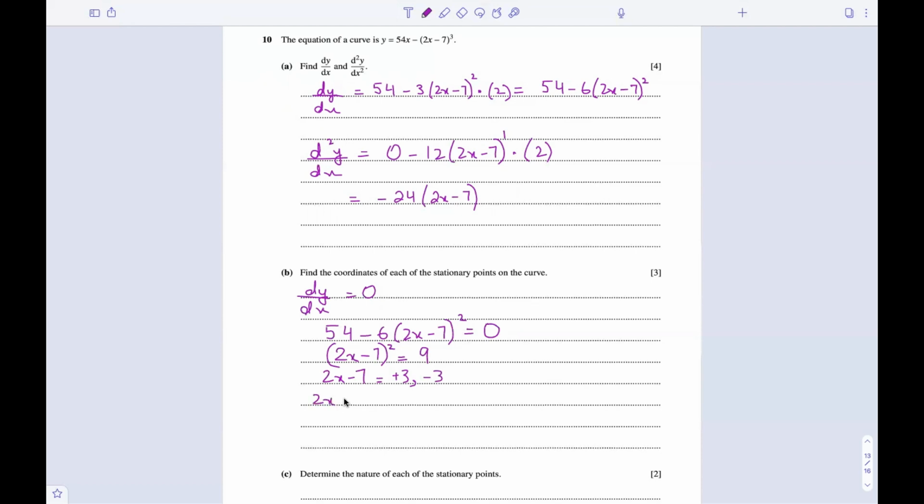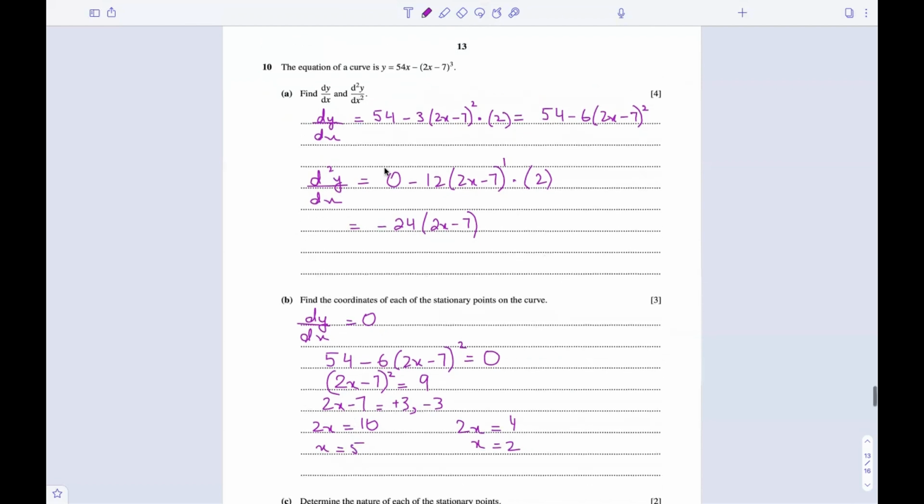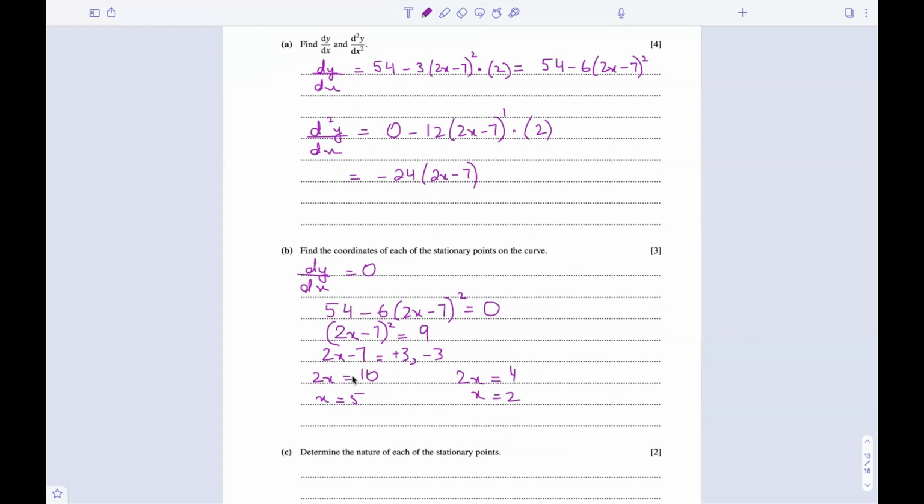So 2x is equal to 3 plus 7, 10. So one value of x is 5. And taking 2x minus 7 is equal to minus 3, we'll get 2x is equal to minus 3 plus 7, which is 4. So 4 divided by 2 will be 2. Now, putting x equals 5 into the equation, we will get y is equal to 193. And substituting x equals 2 into the equation, we will get y is equal to 135.